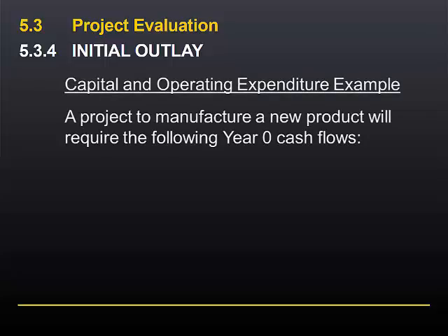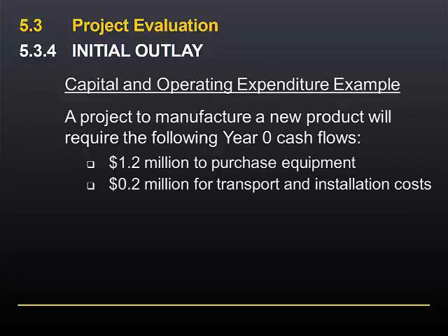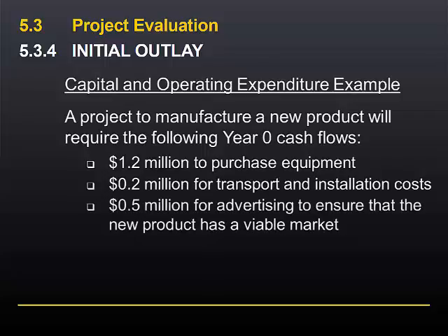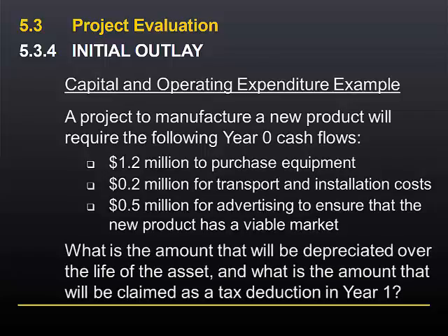A project to manufacture a new product will require the following cash flows in year 0. $1.2 million to purchase equipment, $0.2 million for transport and installation costs for the equipment, and $0.5 million for advertising to ensure that the new product has a viable market. What is the amount that will be depreciated over the life of the asset, and what is the amount that will be claimed as a tax deduction in year 1?